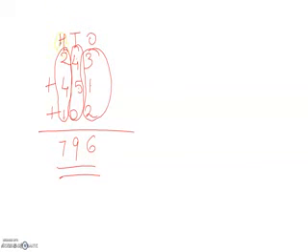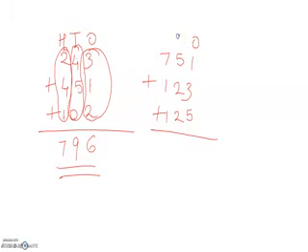And we can see one more example. 751 plus 123 plus 125. Here the ones group, tens group and hundreds group. We have to add the ones group numbers, that is 1 plus 3 plus 5. It is equal to 9 ones. And in the tens group 5 plus 2 plus 2. It is 9 tens.